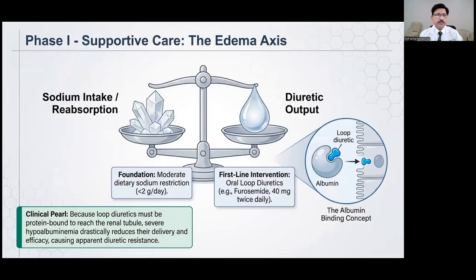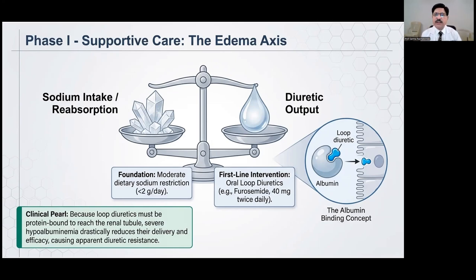Now, phase 1 supportive care, the edema axis. How do I control the edema? Two things are there: sodium intake and reabsorption, and diuretic output. So I can reduce the sodium. The foundation is moderate dietary sodium restriction of less than 2 grams per day. That is one aspect. The second thing is diuretics. What diuretic do I give? A loop diuretic, furosemide, torsemide, whatever we have.